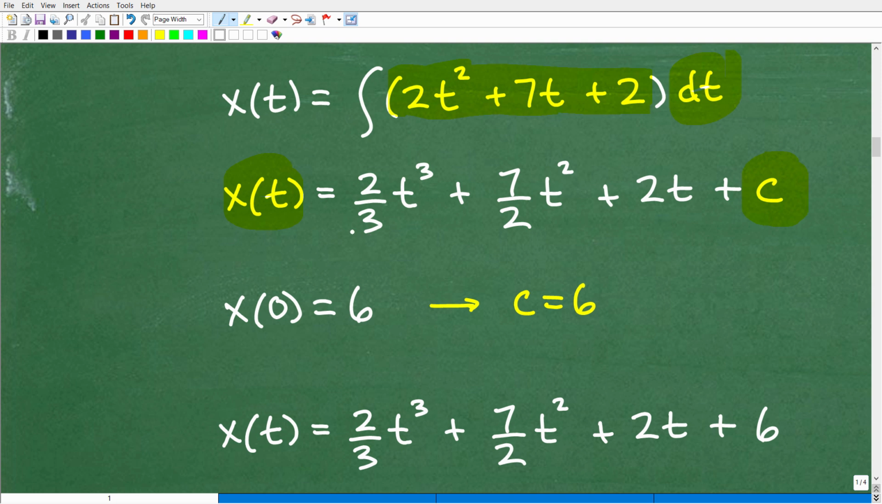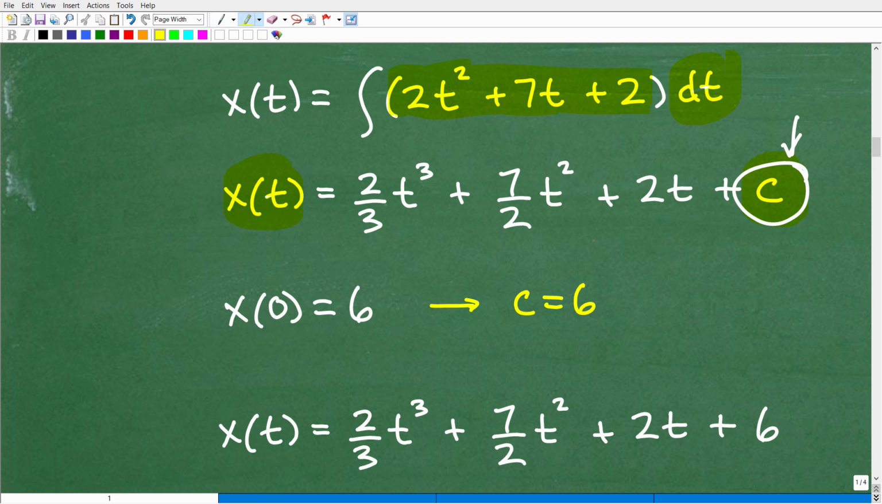Now, if you are like, I'm kind of a little bit confused right at this part, then you need to brush up on your calculus so you can handle the math for these physics problems. All right, but here, again, we have our constant. We're going to have to figure that constant out.